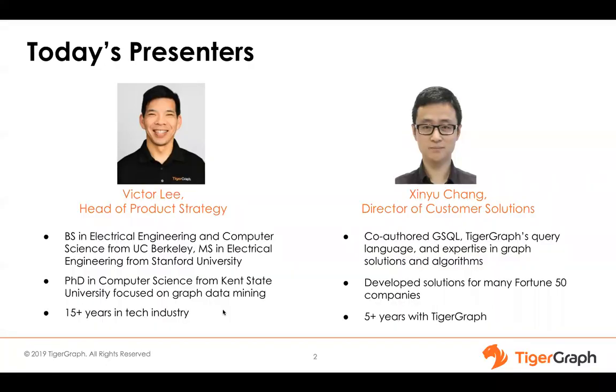So I'm Victor Lee. I'm head of product strategy and developer relations at TigerGraph. And with me today is Xinyu Chang, director of customer solutions. And today we're going to be talking about the best practices or ways to optimize your modeling of your data with a graph. Or if you have a graph, what's the best way to model your data?